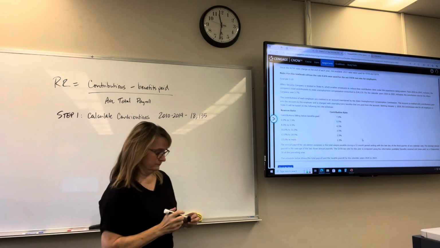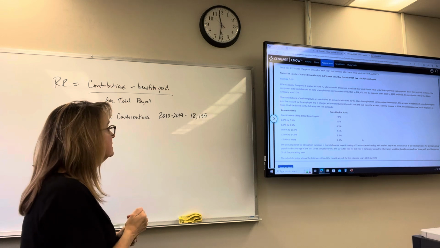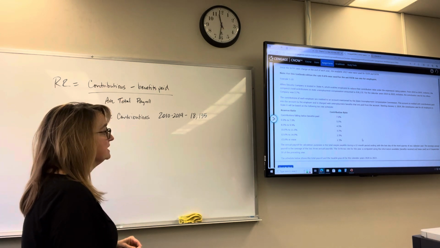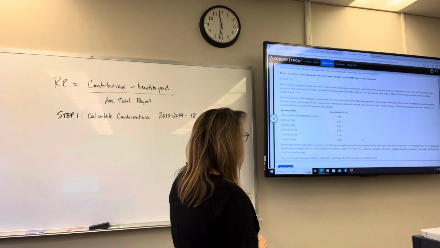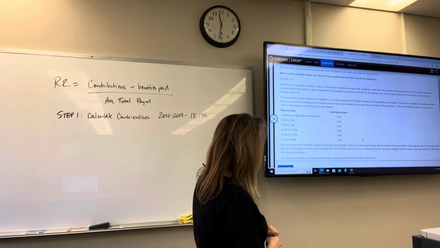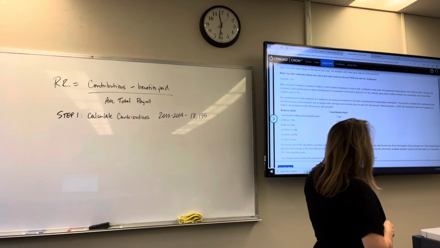All right. There's more to this problem. We've got to do an additional calculation on those contributions. The contributions of each employer are credited to an account maintained by the State Unemployment Compensation Commission. The account is credited with contributions paid into the account by the employer and is charged with unemployment benefits that are paid from the account.